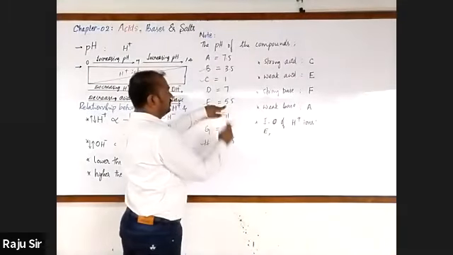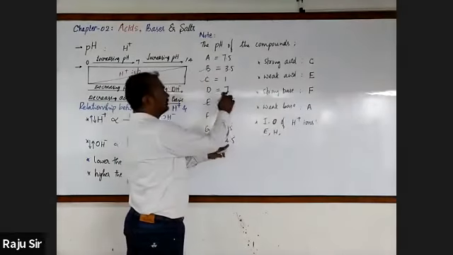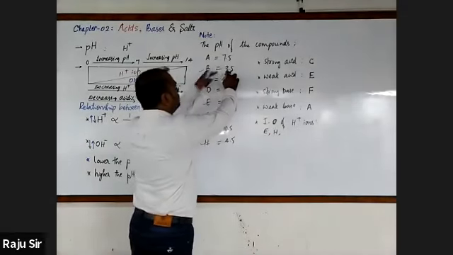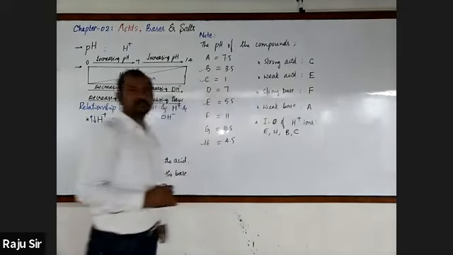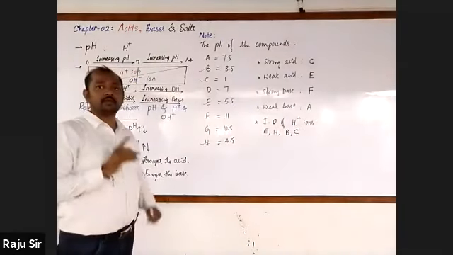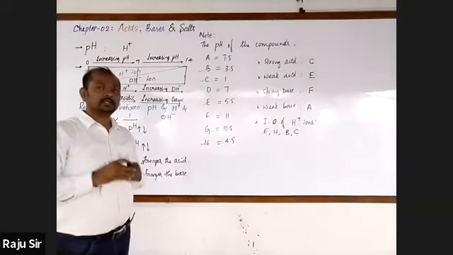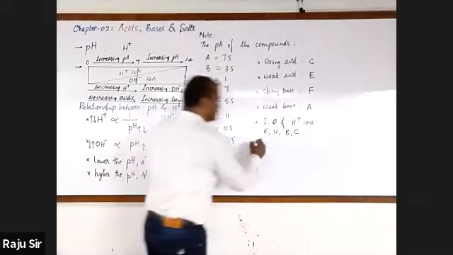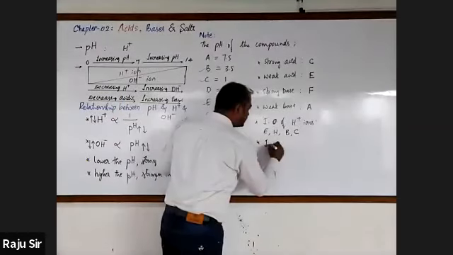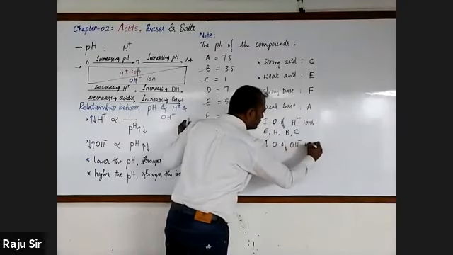1.5, 5.5, 4.5. C. Next to that, H, 4.5. Next to that, B. It is B. Next, C. Increasing order of hydrogen ion concentration is nothing but decreasing order of pH. Next, increasing order of hydroxide ion concentration.